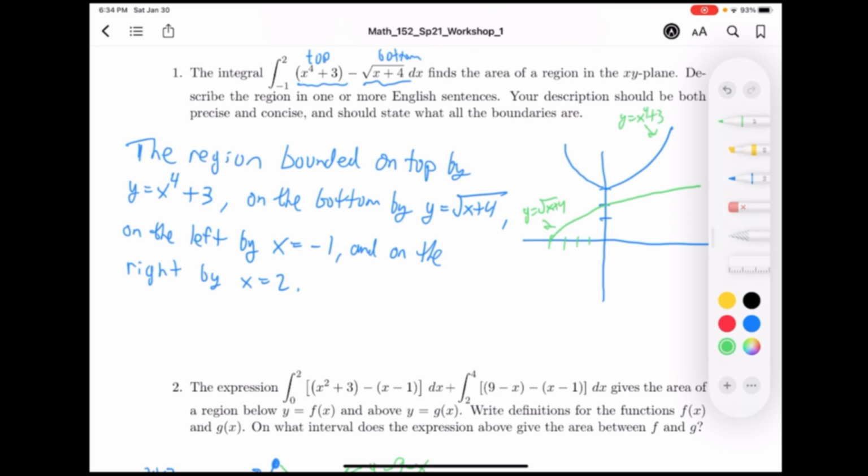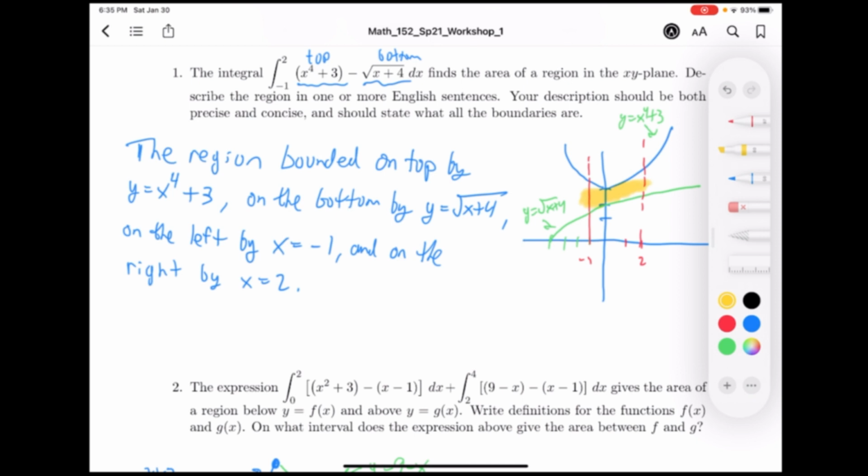And we're integrating from negative 1 to 2. There's negative 1, and then we'll just go up to 2 like that. So we're looking really at that region in between those two curves. The thing to recognize is that there are actual boundaries. Just saying it's the integral of top minus bottom on the interval negative 1 to 2 is not really describing the boundaries. So that's why I wanted you to be very clear about the fact that the region is bounded on the top by y equals x to the fourth plus 3, on the bottom by square root of x plus 4, on the left by the line x equals negative 1, and on the right by x equals 2.